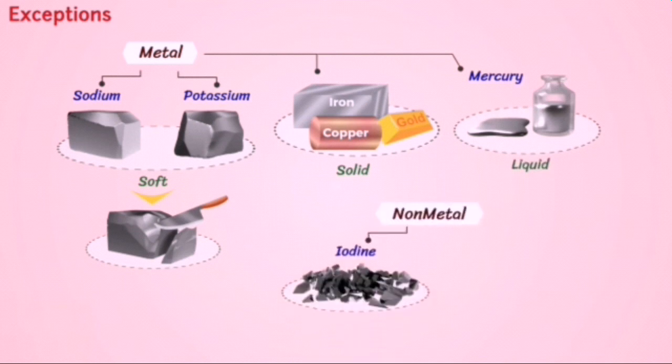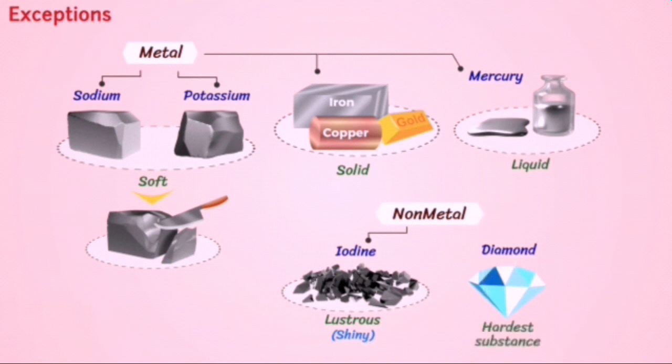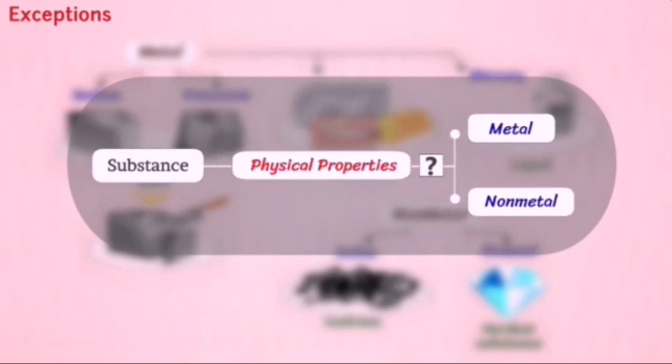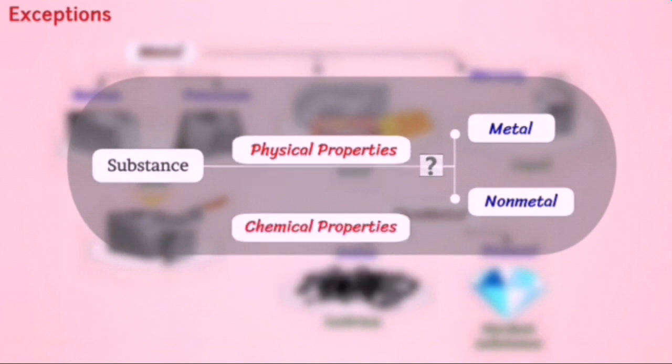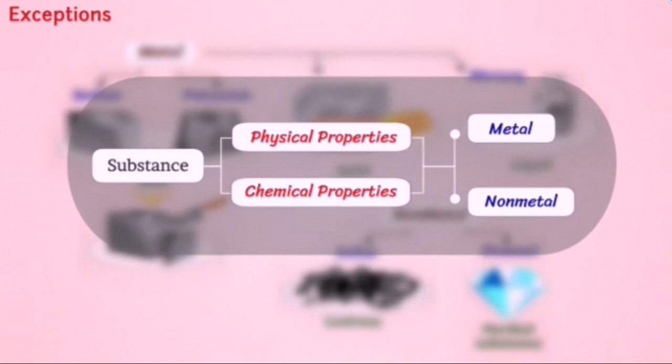Iodine is a non-metal, but it is lustrous. Diamond is the hardest substance which is a non-metal. It is a form of carbon. So we can say that we cannot classify substance as metals or non-metals only on their physical properties. To classify, we have to study their chemical properties as well. We will learn about them in our next video.